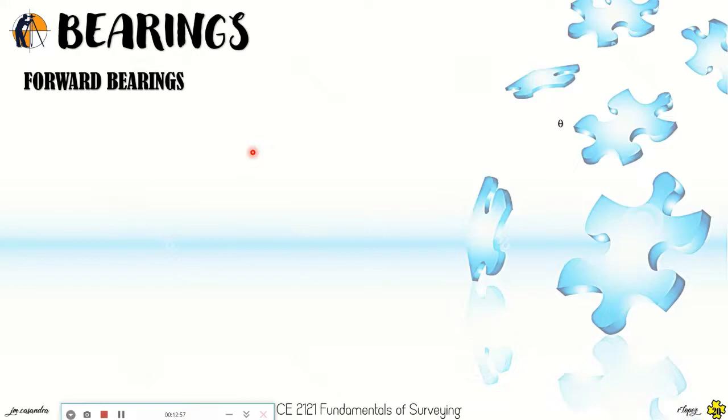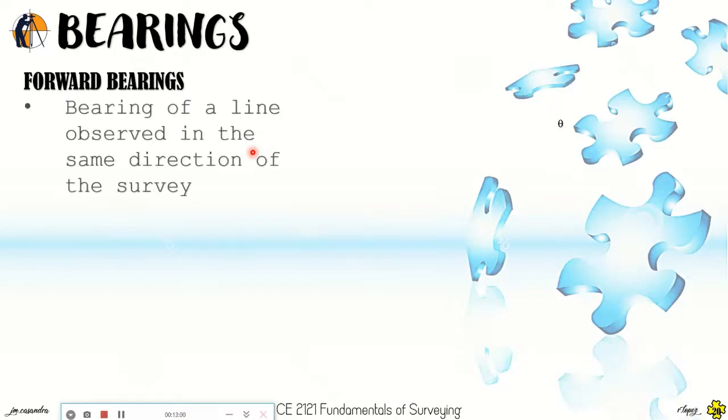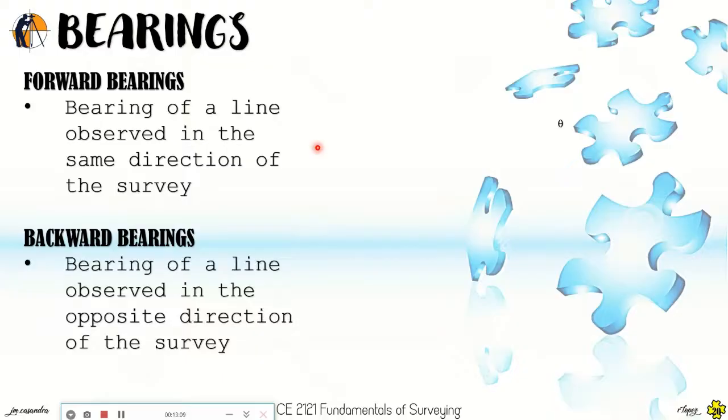So for our forward bearings, these are now defined as the bearing of a line observed in the same direction of our survey. For backward bearings, these are bearings of lines observed in the opposite direction of the survey. So if we have points 1 and 2, the forward bearing now is theta at 1, and the backward bearing is theta at 2.